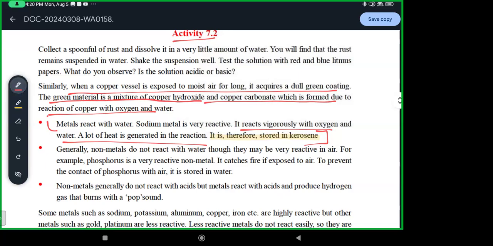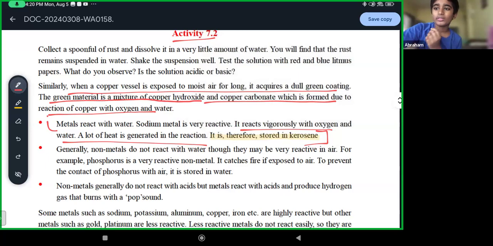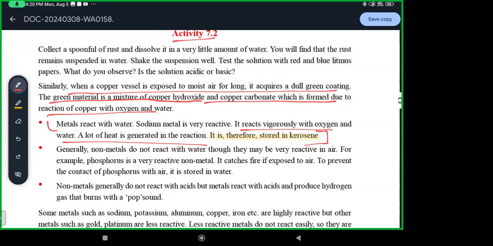Yes, Abraham. Ma'am, potassium is also very reactive with water. That's why it has to be stored under oil. Yes, potassium and all these metals are very reactive with water, but non-metals do not react with water, but they may be very reactive in air. For example, phosphorus is a very reactive non-metal. It catches fire if it's exposed to air.